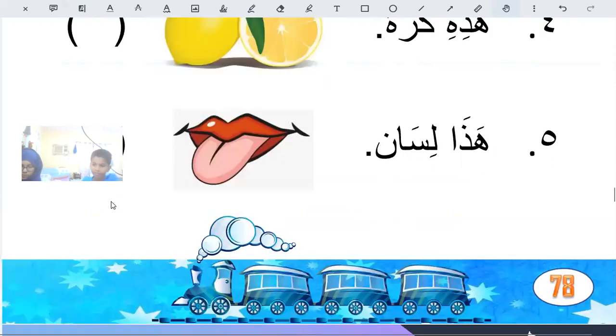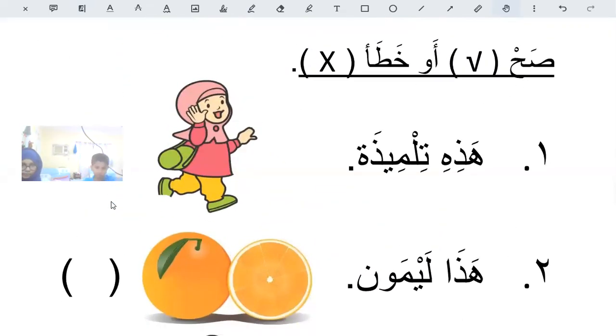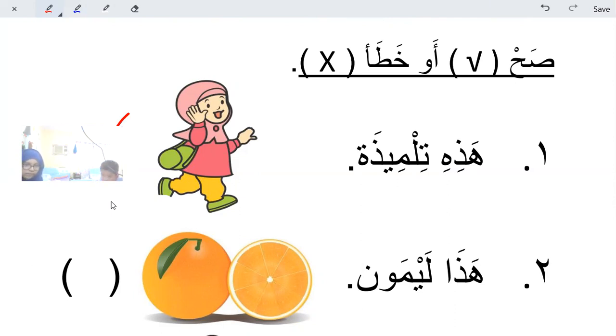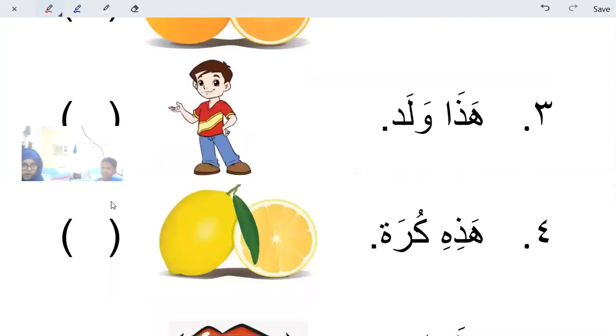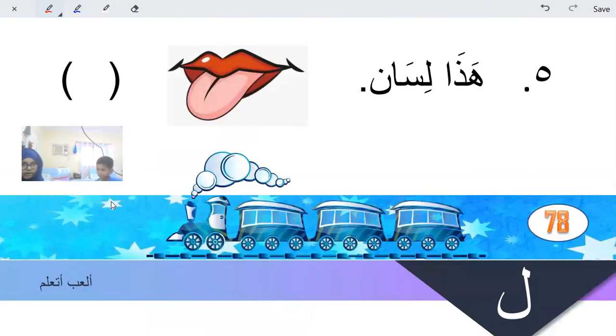Say. Latifa. Hazihi tilmiza, this is a student. Sahi. Good. Haza laymun, this is a lemon, khata. Haza walad, this is a boy, sahi. Hazihi kura, this is a ball, khata. Haza lisan, this is tongue, sahi.